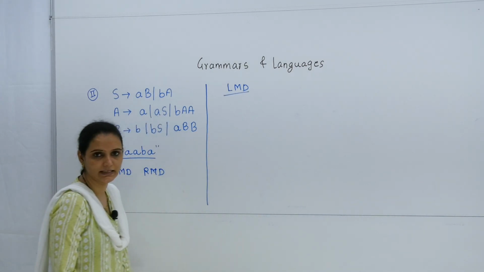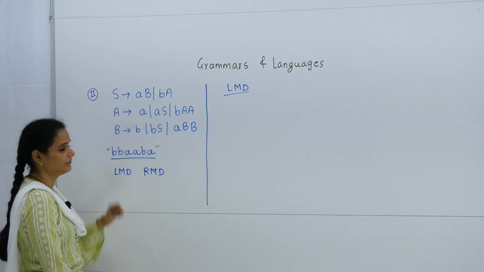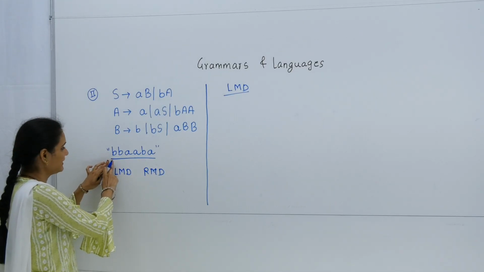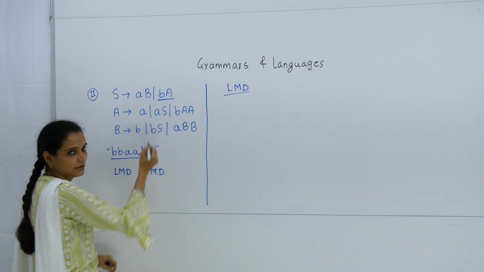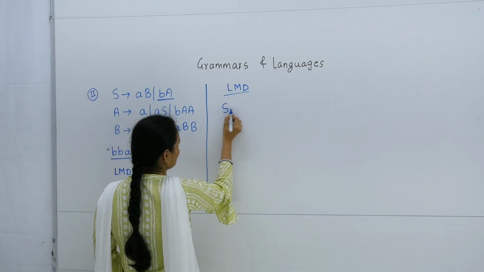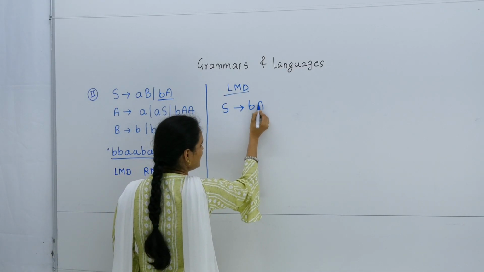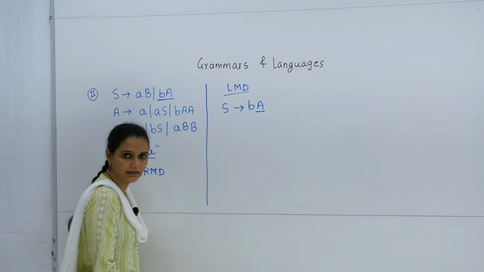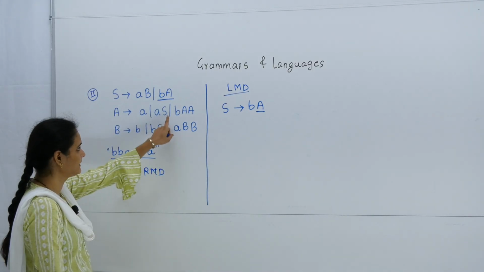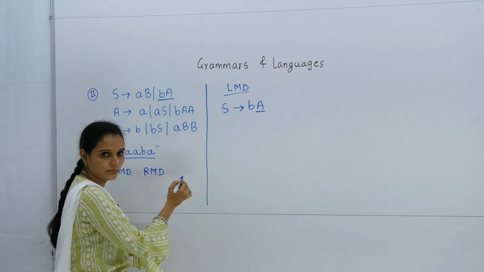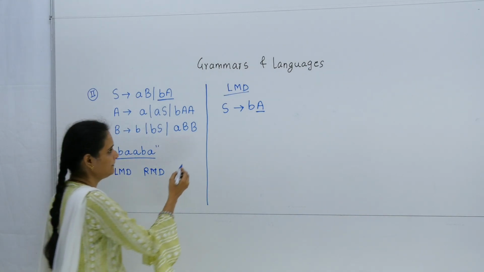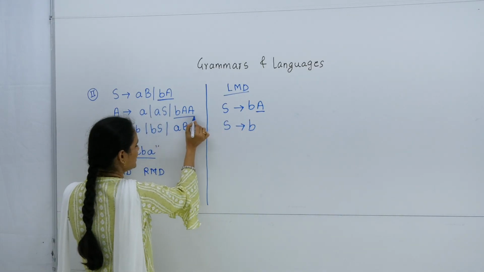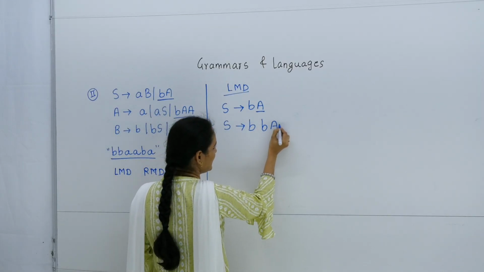So here, by using leftmost derivation, we will start with the starting symbol. See, the first symbol of the string to be generated is B, therefore we must use that particular rule. So S produces BA. Now the leftmost non-terminal is that particular A. So A can be replaced by any of these three to generate the string BBAABA. Therefore S produces B, I can replace the string by using BAA.